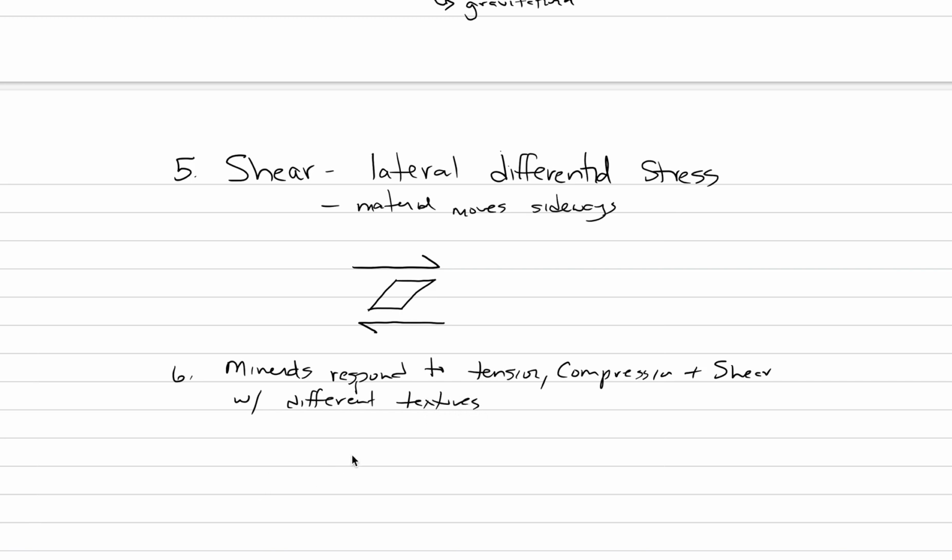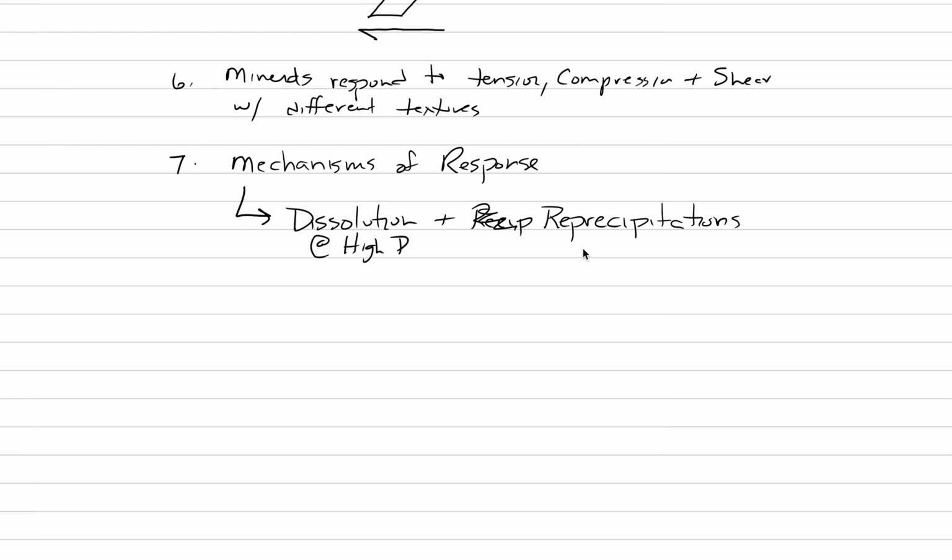But mechanistically, how does it do this? Well, let's have this be number 7. This will be called our mechanisms of response. There's 2 main mechanisms of response. One is called dissolution and reprecipitation. So dissolution occurs at the high pressure points, and reprecipitation occurs in the low stress areas. So let's say this, we'll go dissolution at high P zones, and reprecipitation occurs at the low pressure zones.